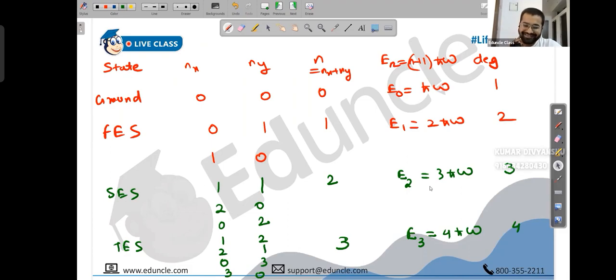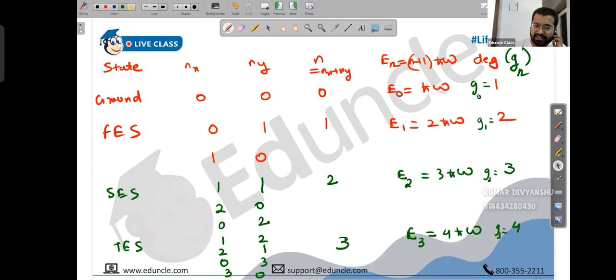n plus 1. That's it. Actually, degeneracy is standardly denoted by the letter g. So degeneracy of the nth state, you write gn. Here g0 is 1, g1 is 2, g2 is 3, g3 is 4. The 0 is for the ground state. Or you can just write g.